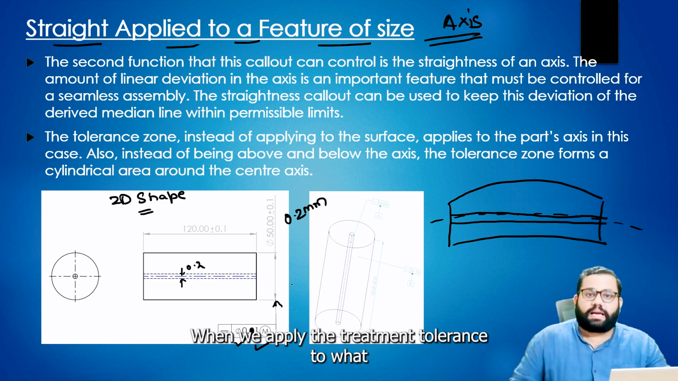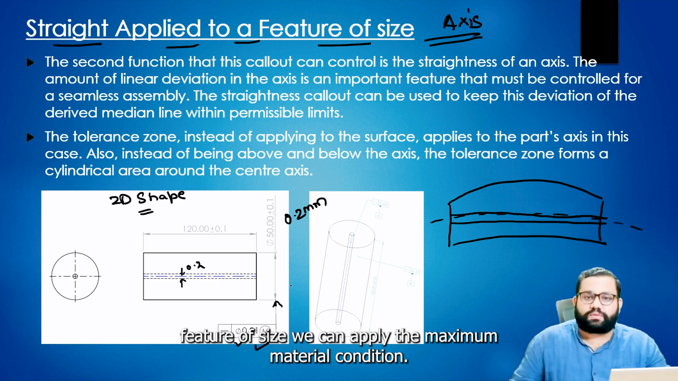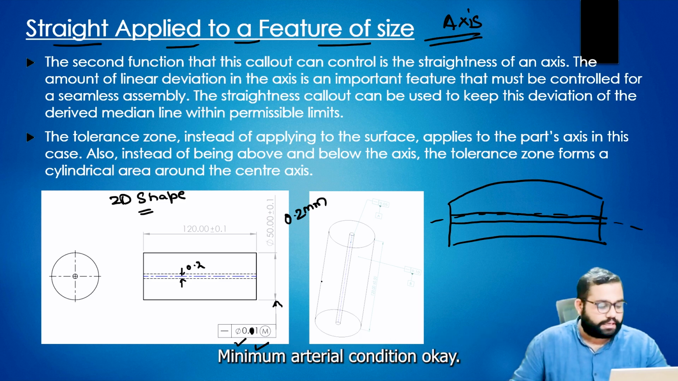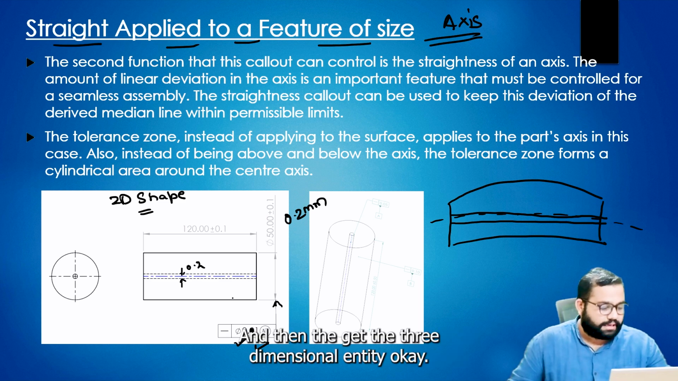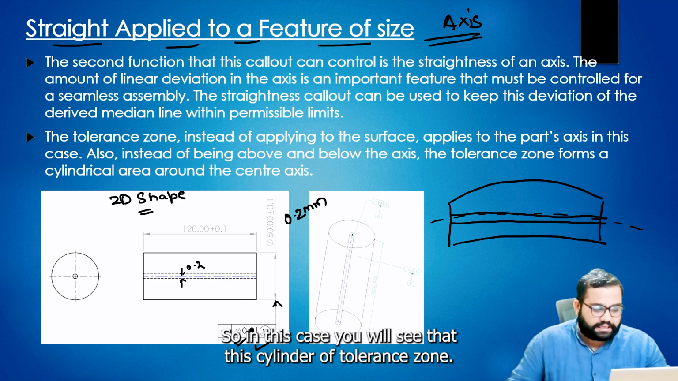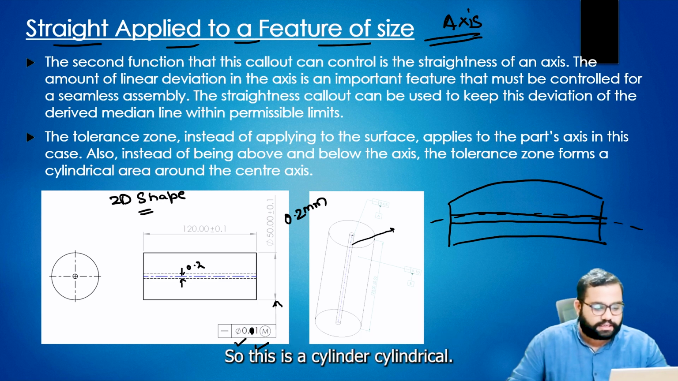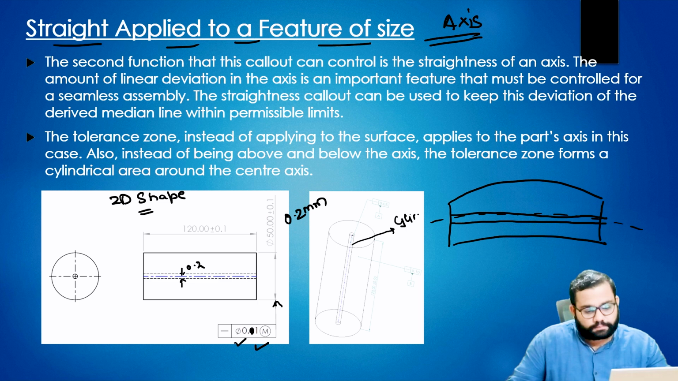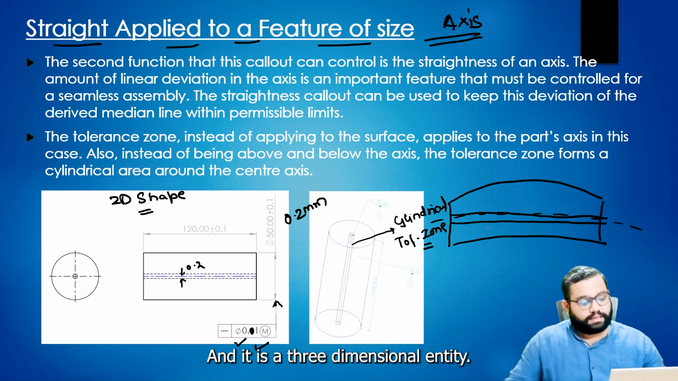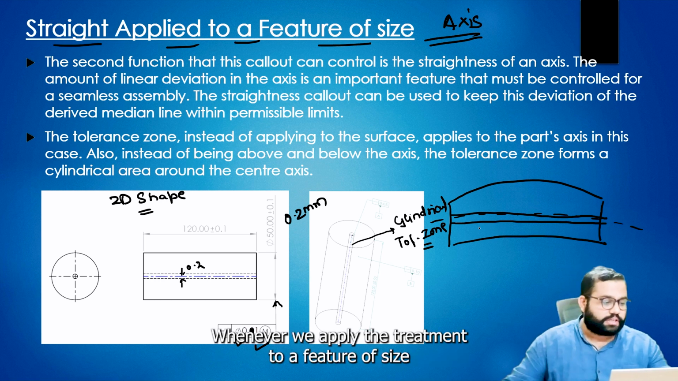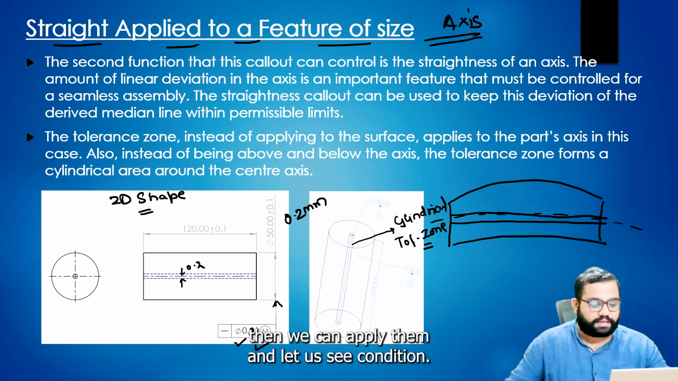When we apply the straightness tolerance to a feature of size, we can apply the maximum material condition and minimum material condition. We will give the callout as the feature of size controlled, and then get the three-dimensional entity. You will see this is a cylindrical tolerance zone, and this is a three-dimensional entity. Whenever we apply straightness to a feature of size, we can apply the MMC and the LMC conditions.